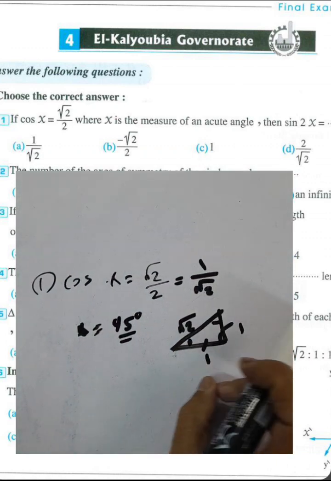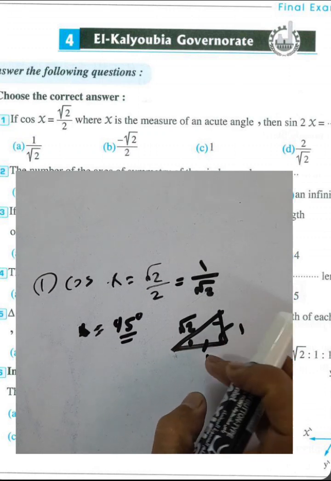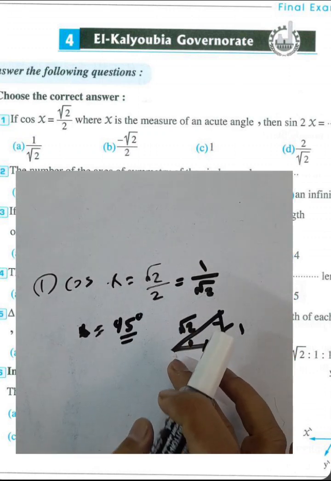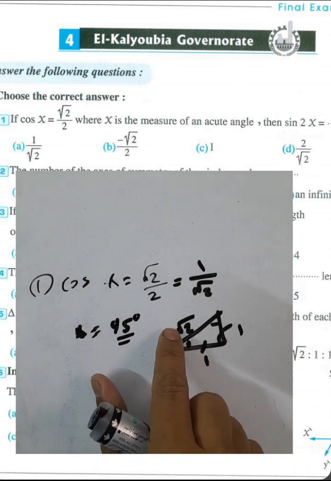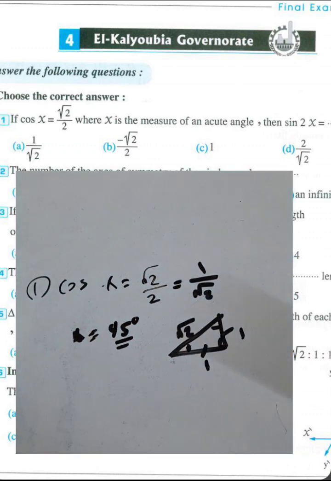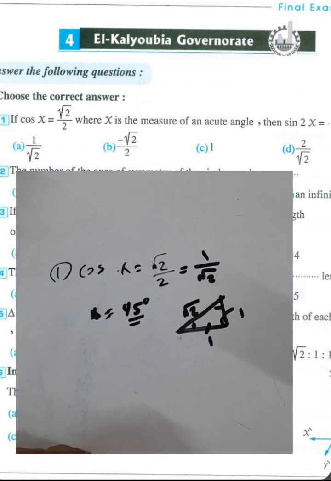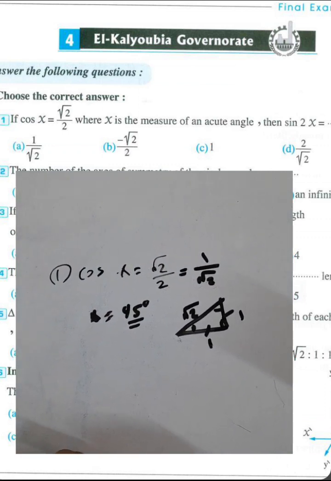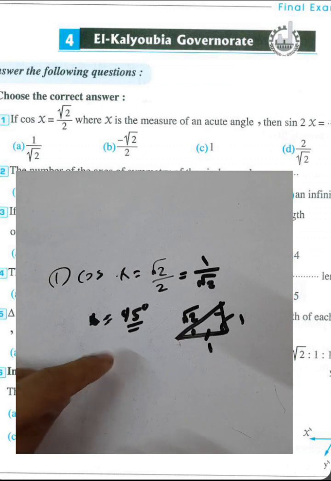We can draw an isosceles right angle triangle. We have 1 and 1, and root 2 is the hypotenuse, with angle 45. Cosine is adjacent over hypotenuse, 1 over root 2, which is root 2 over 2. Then x here will be 45. Or you can use a calculator to find the measure of angle x: shift cosine root 2 over 2. The measure of angle x will be 45.